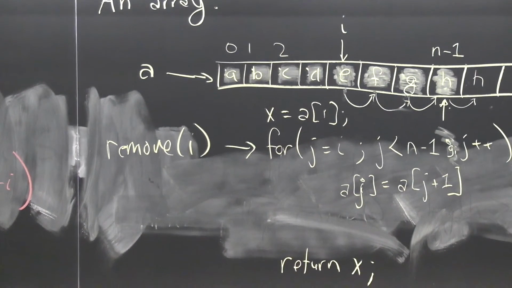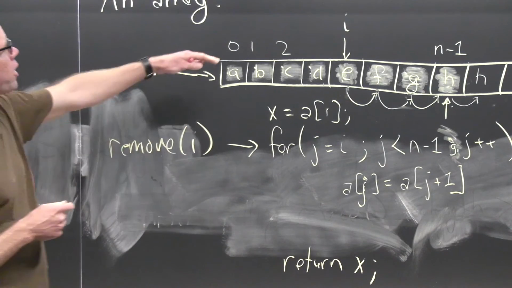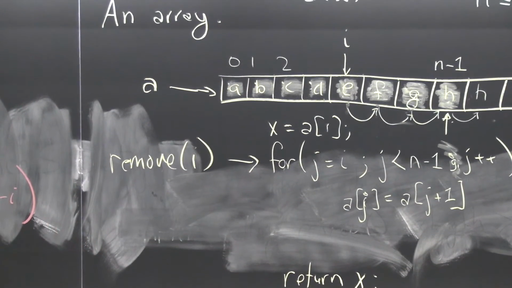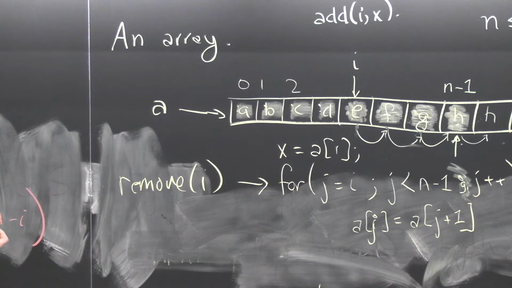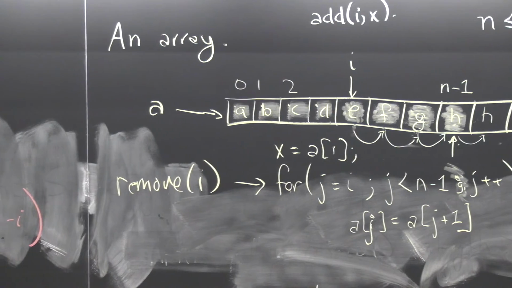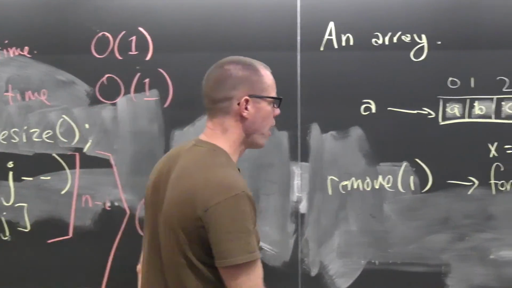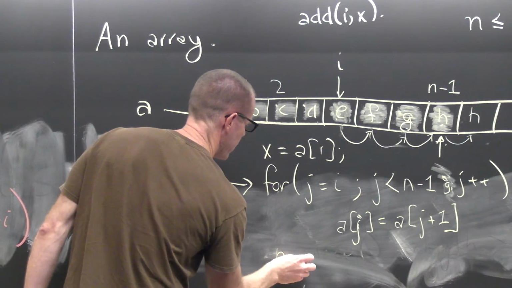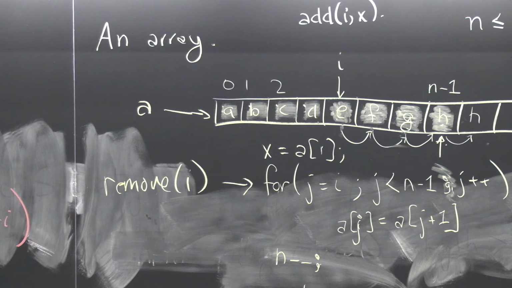Yep. We should probably check that n isn't 0. We'll have some bounds checking to make sure you're not trying to remove something that's not there. In fact, what we'll need to check is that I is somewhere between 0 and n minus 1. Yep. N minus minus. So the size of this thing decreased. Anything else you can think of?